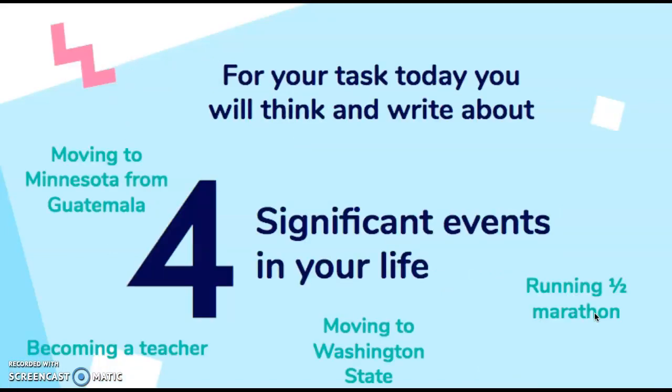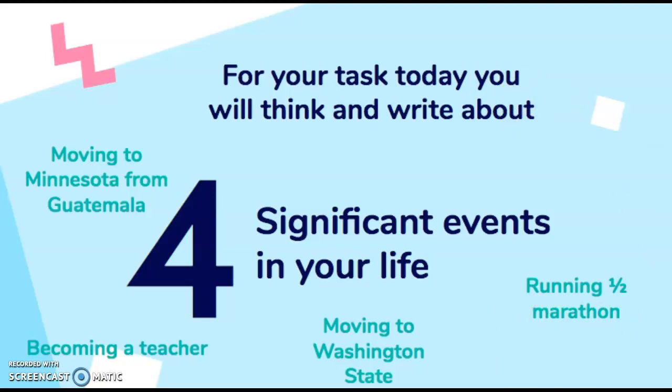So how we're going to get started is that you are going to brainstorm 4 significant events in your life, and you're going to write a little bit about each of them. I wrote my examples in this kind of greenish color. So if I was thinking about 4 significant events in my life, I would think about moving to Minnesota from Guatemala. Becoming a teacher was also a very significant moment. Moving to Washington State with my husband was also a big significant event in my life. And also running a half marathon was pretty significant. So you will identify those 4 things.